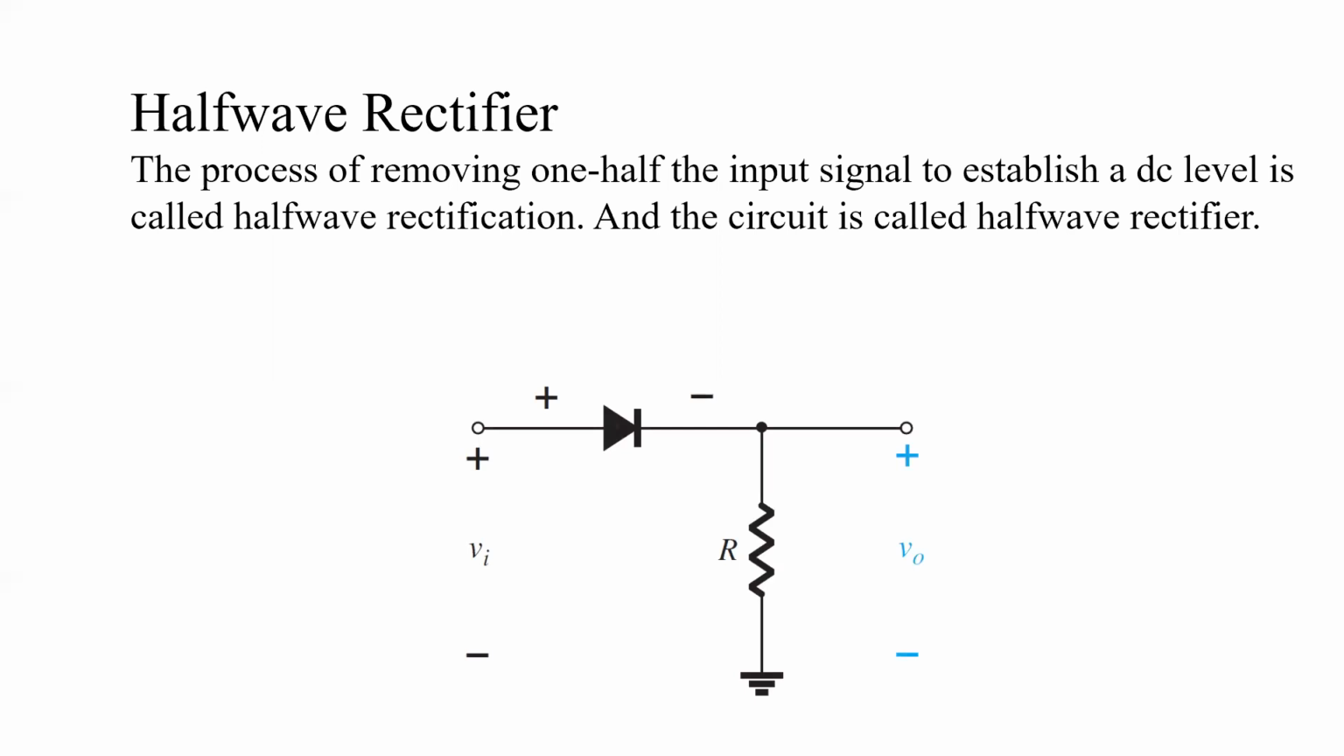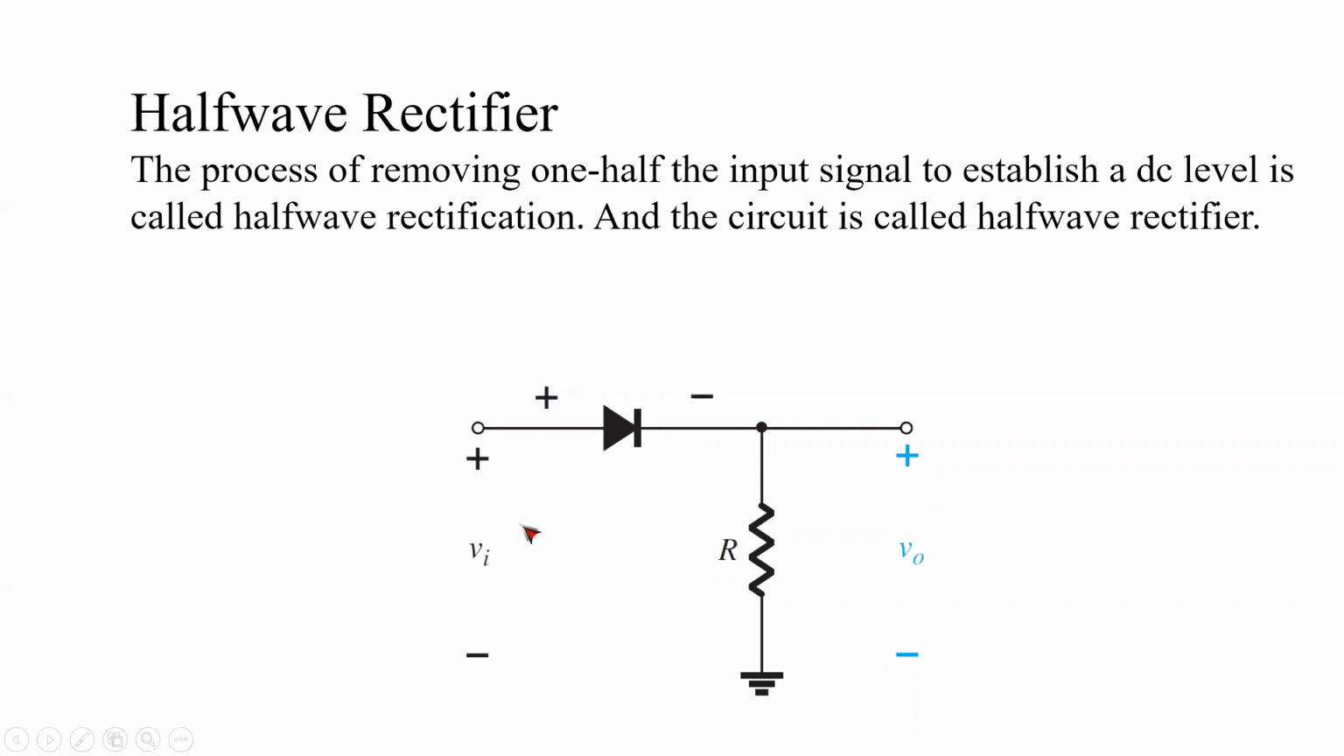This is a simple half-wave rectifier. You have one diode and you have one resistor. That's it. This will make your AC to DC. But remember, your resistor must be parallel with your output, and the diode must be in series.